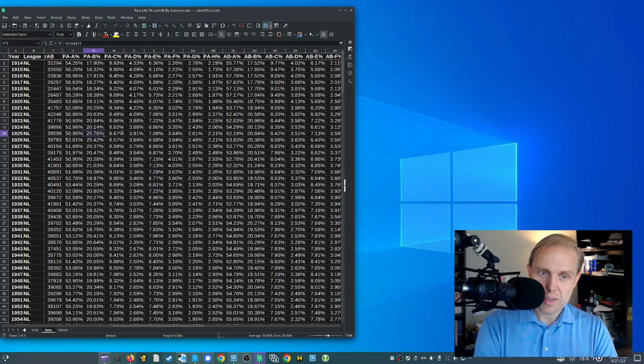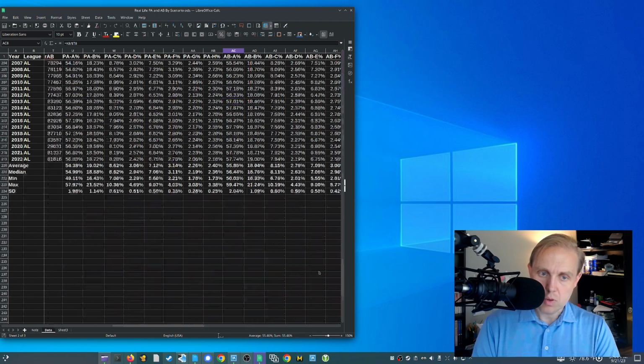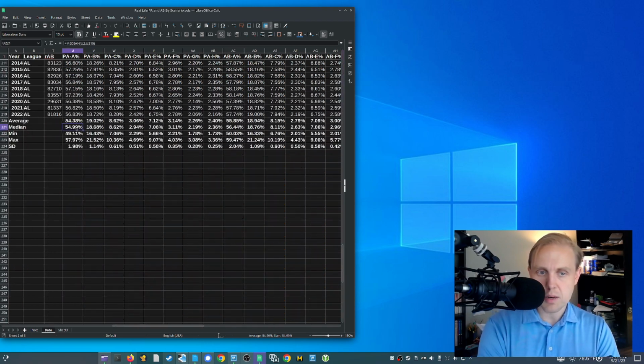You have between about 50 to 55% or so of plate appearances with the bases empty. There's a runner on first maybe between 17 and 20% of the time. Runner on second between, maybe high 7s, and 9% of the time, and so on and so forth. For at-bats, it's almost exactly the same breakdown. Now, when you look at this over the course of baseball history and you scroll down here to the bottom, what we can see is what the average was, what the median was, what the min and max were, and then what the standard deviation is. You can see how constant this is over the history of baseball, right?